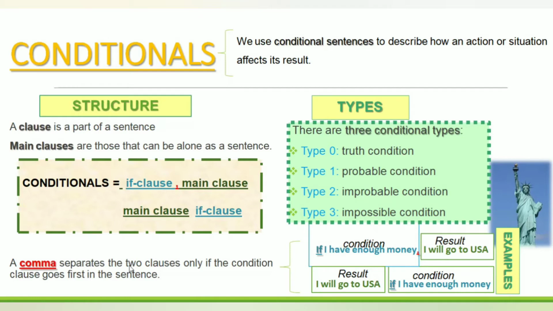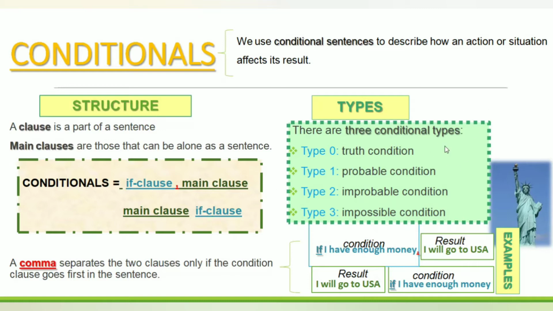A comma separates the two clauses only if يعني فقط إذا ابتدأنا الجملة بالشرط. Only if the condition clause goes first in the sentence. يعني إذا ابتدأت الجملة بالشرط نستعمل الفاصلة.